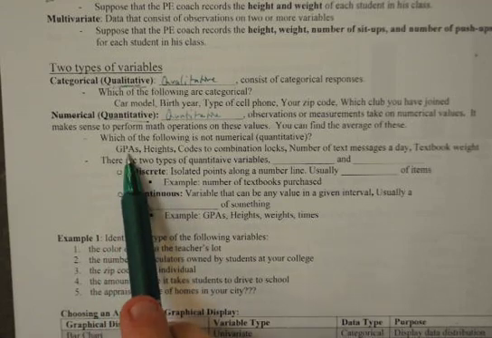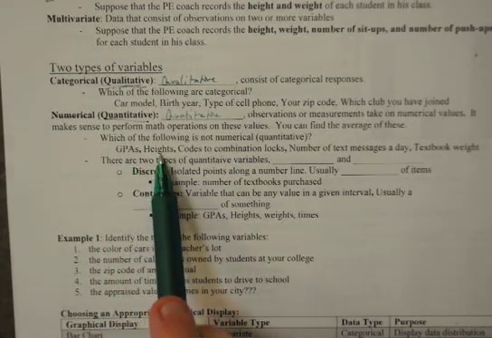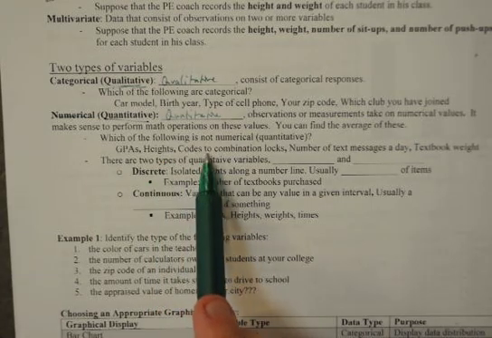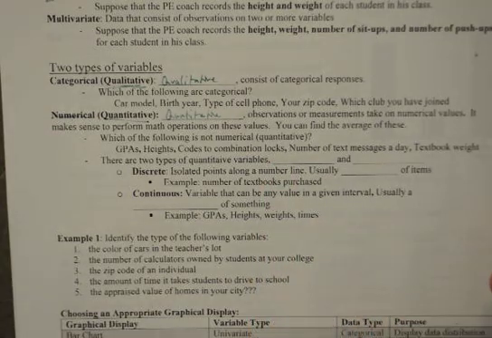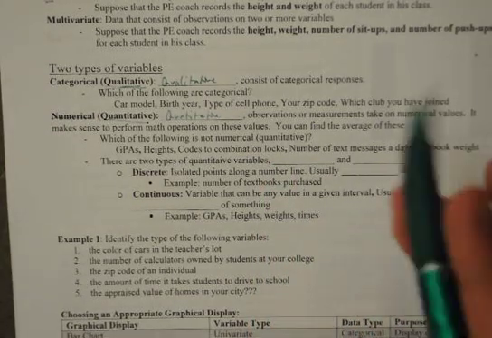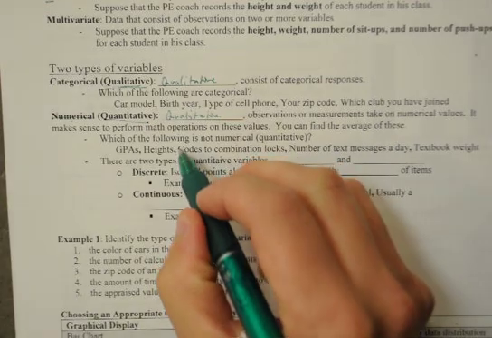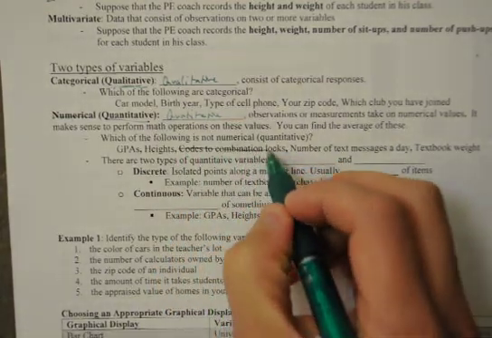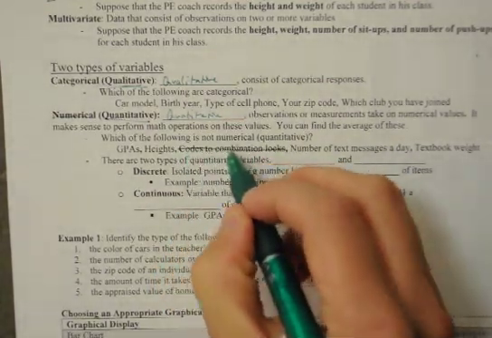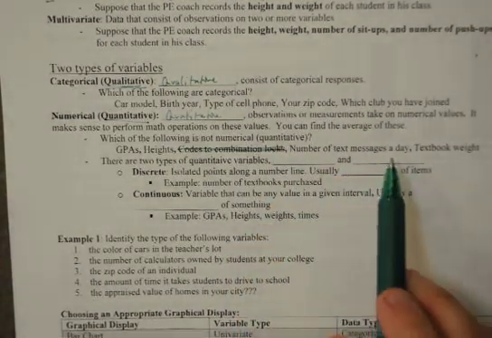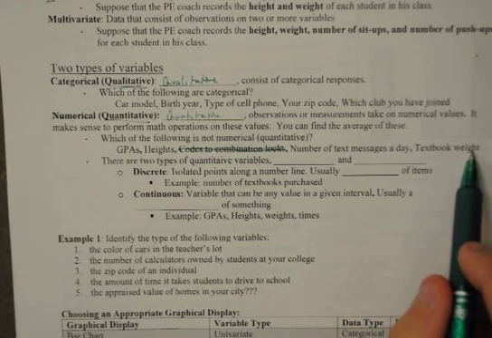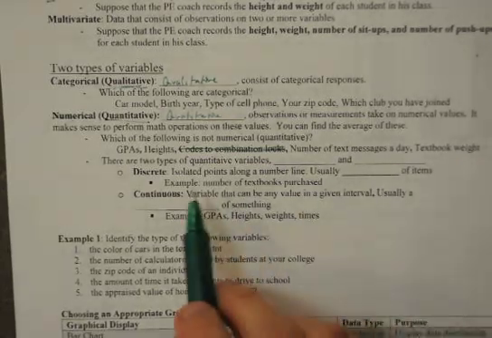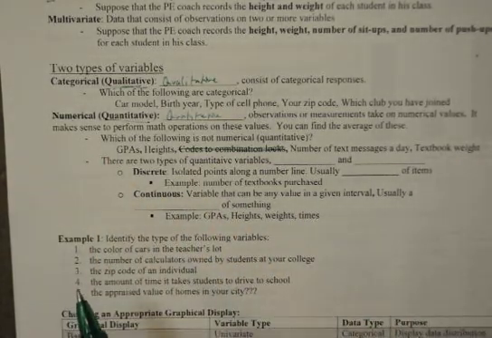For example, you can find the average GPA. You can find average height. Can you find the average code to combination locks? That really wouldn't make sense. There would be no value in finding the average code to a combination lock. So I'd say that's probably not quantitative. Number of text messages a day, we can find the average of that. Textbook weight, we can find the average of. So things like that are quantitative.